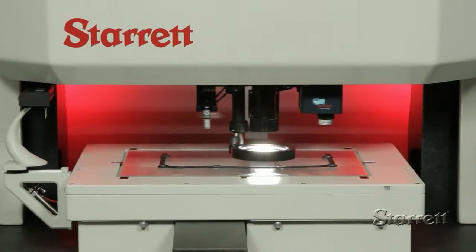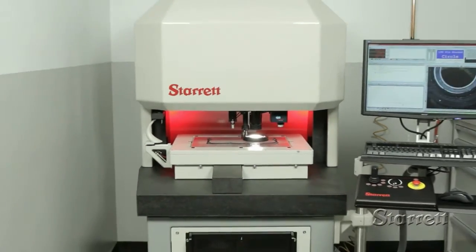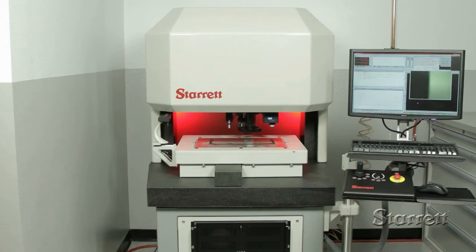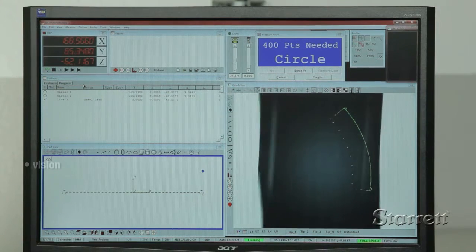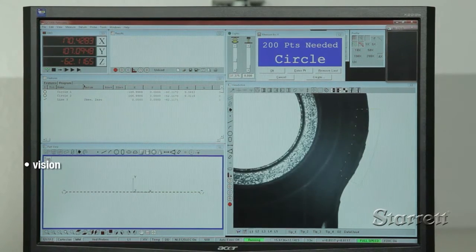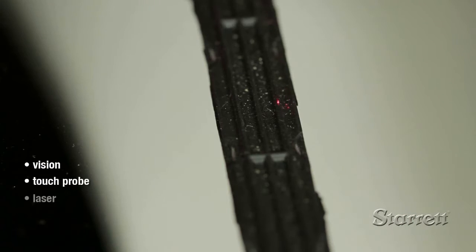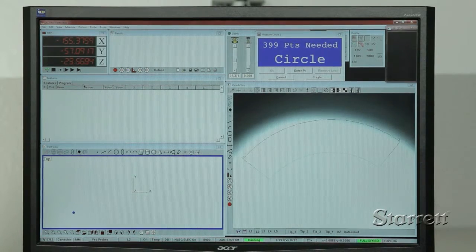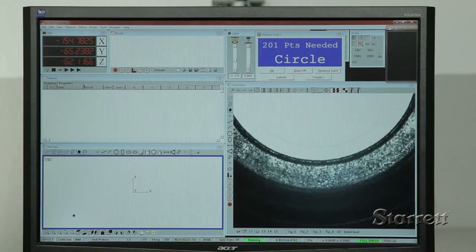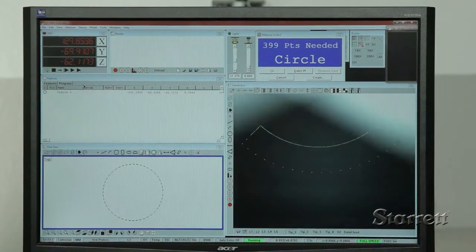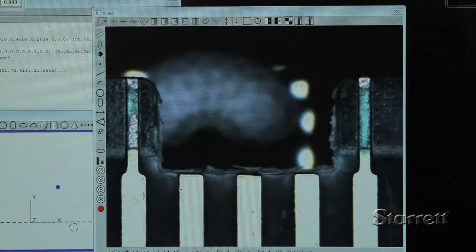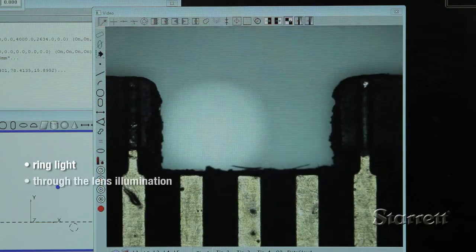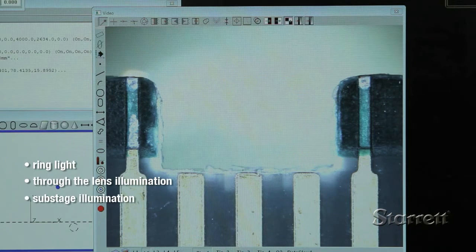The Sterrett LF series is a multi-sensor platform ideal for high-volume inspection of complex parts. It is a vision system designed to accommodate additional sensors, touch probe, laser, or both. Vision is ideal for rapidly measuring lines, arcs, circles, and other 2D features, and is particularly good for very small features. LF systems include ring light, through the lens, and substage part illumination.